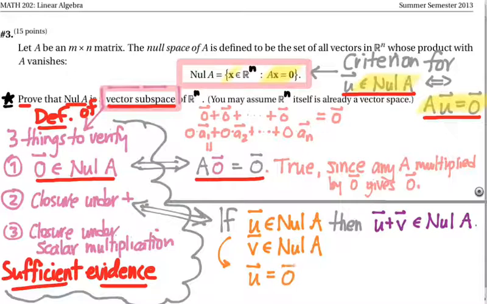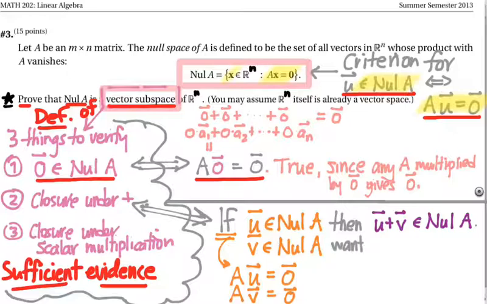What's equal to 0? A times the vector u has to equal 0. And likewise for v, A times the vector v has to equal the 0 vector. So these are the things that we're allowed to assume about two arbitrary vectors u and v that we've chosen from our set.